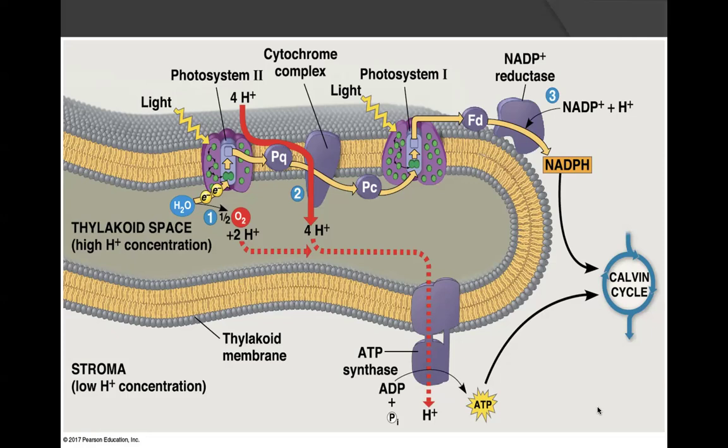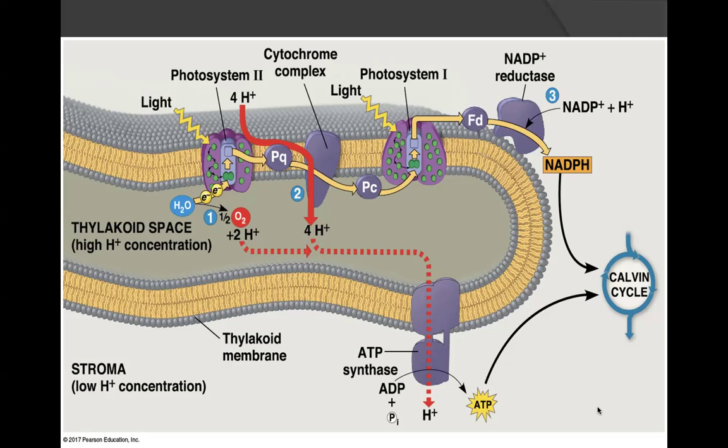ATP synthase simply does what it does in respiration. It will take advantage of the proton gradient and use that to make ATP molecules. However, notice that the orientation of ATP synthase has changed, which means that here we've got a high concentration of protons in the thylakoid space.